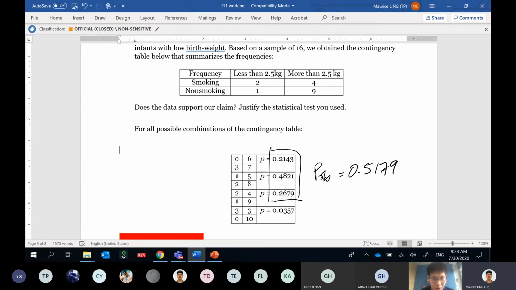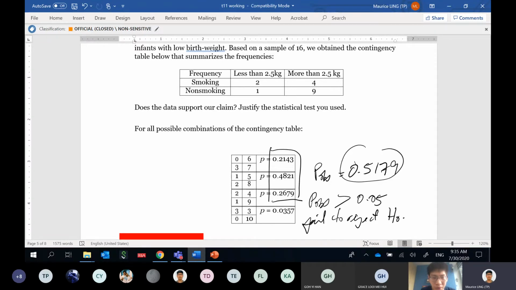You do not reject the null hypothesis. Because the observed p-value is more than your critical value of 0.05, therefore you fail to reject your null hypothesis. That's the reasoning.